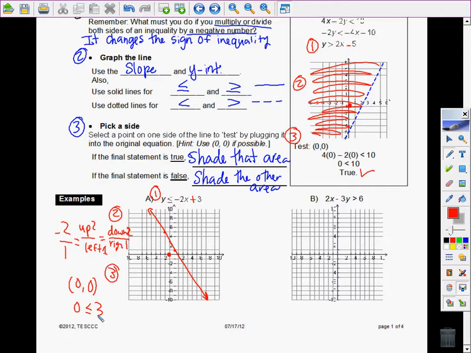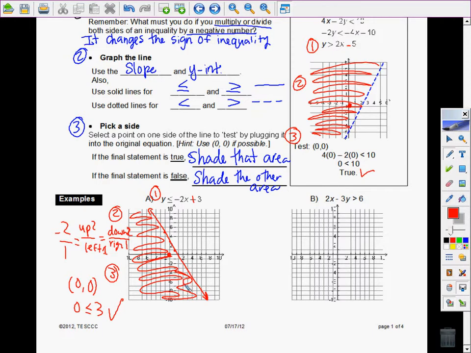So is that a true statement? 0 is less than 3. Yeah. This is true. Because it's true, that means I shade the right side. Shade that area. If it's true, you shade that area. Don't worry, you have plenty of practice on the back.